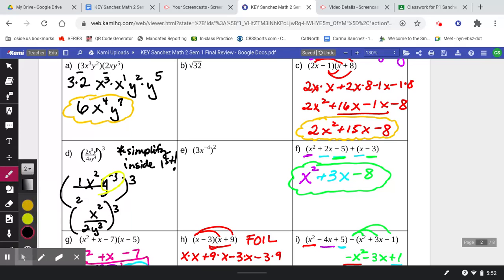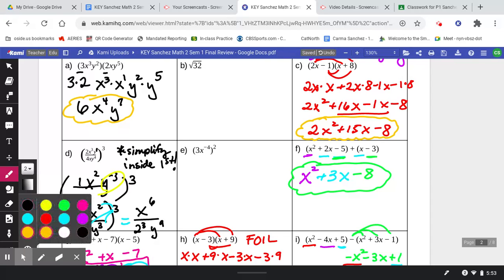Now we shower this power. Everything gets the power of 3. This is to the power of 3, this is to the power of 3, and this is to the power of 3. So final answer is x to the 6th over 2 to the 3rd, y to the 9th. Final answer. How'd you do?